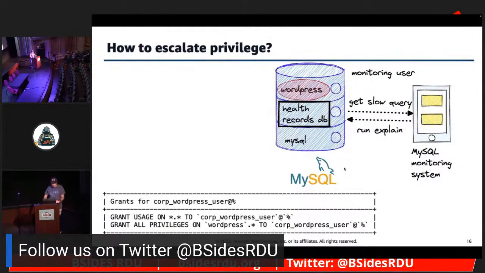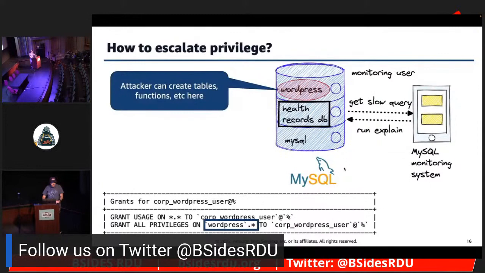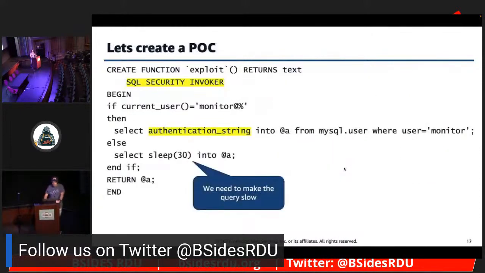So how do we escalate our privilege? How do we use this confused deputy problem to escalate our privilege? In the WordPress database, this user can create tables, functions, stored procedures, anything. So we'll start with creating this function, which is called exploit. And this function will be using, again, this database-specific thing, which is called SQL security.